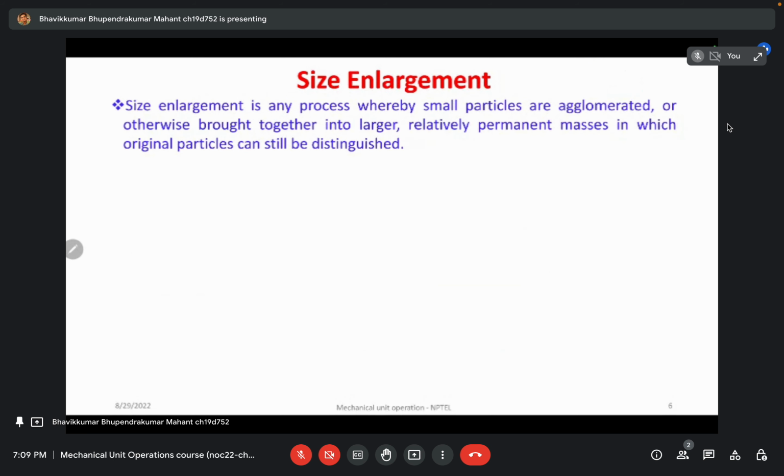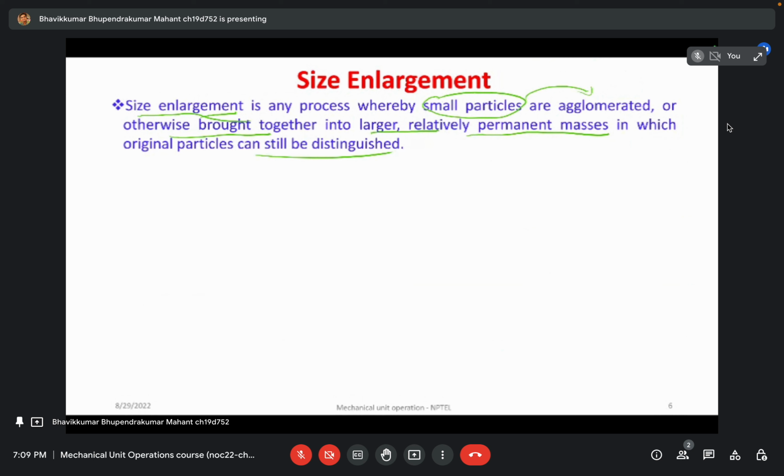Now, what is the actual definition of size enlargement? Size enlargement is a process whereby small particles are agglomerated or otherwise brought together into larger, relatively permanent masses. So we need to convert the small particles by agglomeration, so that they are brought together into larger and relatively permanent masses in which the original particles can still be distinguished. We are able to distinguish the original particle at the end also.